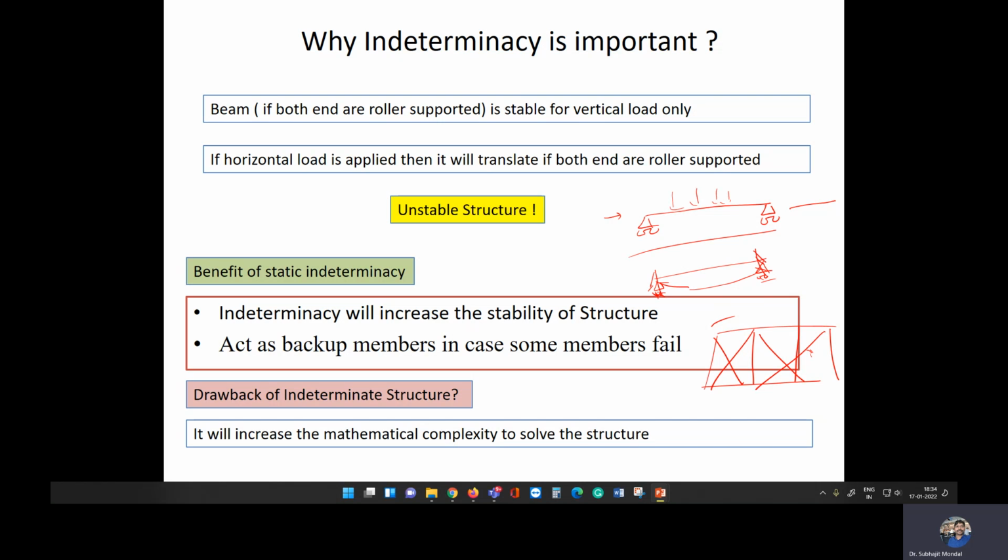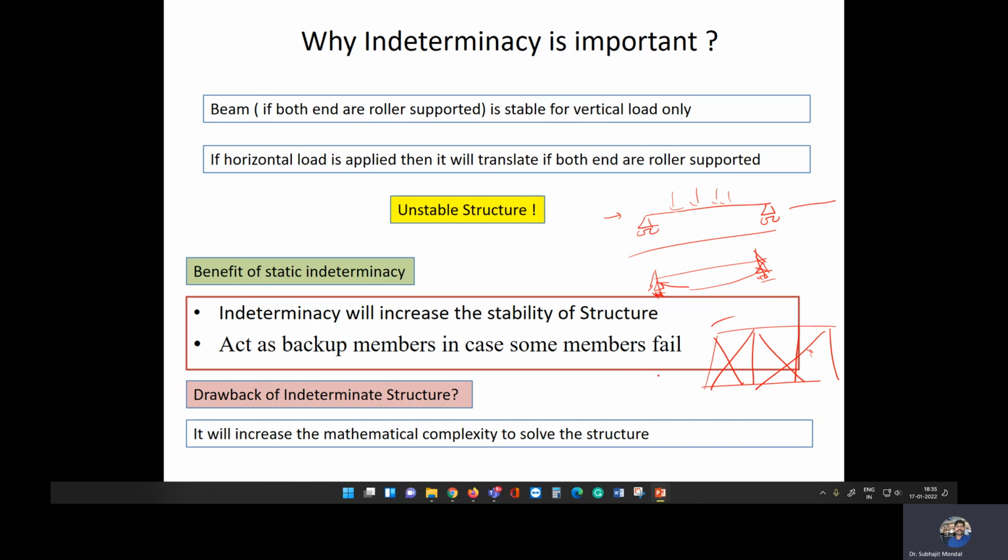So basically a determinate structure tends to be unstable. If you want more stability, we have to increase the indeterminacy of the structure. Now what is the drawback? If we increase the indeterminacy of the structure, our mathematical complexity will increase.